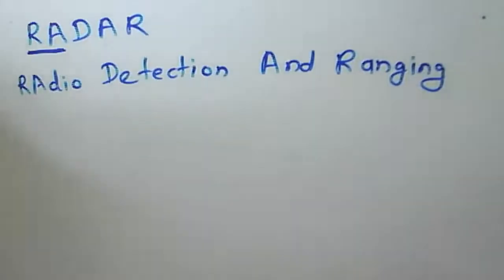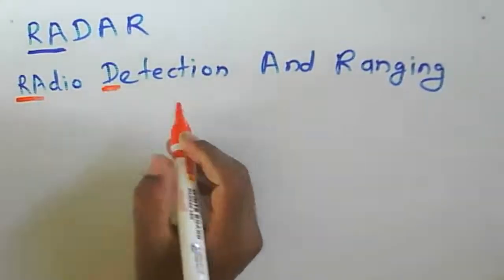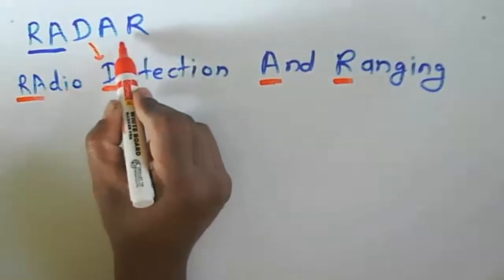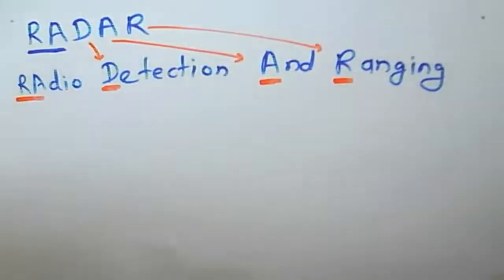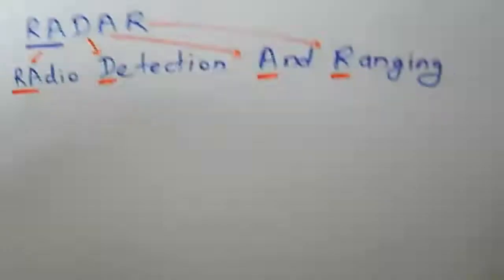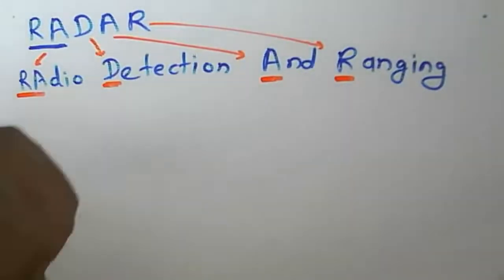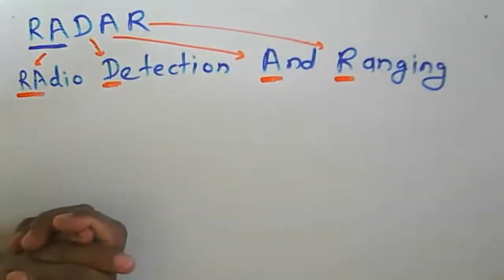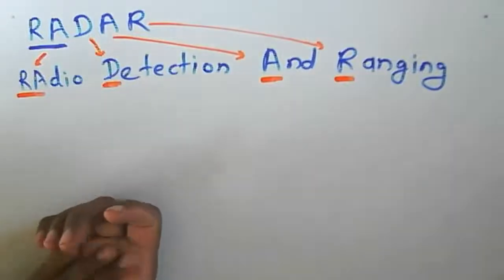Now, I have just used a marker and written it in bold capital letters. So R, A, this is D, this is A and this is R. That is radio detection and ranging. That is a noun, the name comes from that. So radar is nothing but a system useful for detecting as well as for ranging.